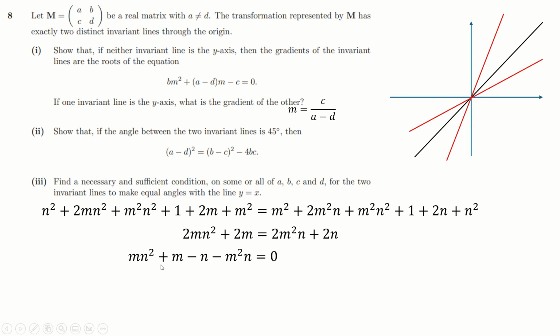However, what you can notice is that this is kind of symmetrical, or sort of, around m and n. More specifically, if you substituted n in for m, you would get n cubed plus n minus n cubed equals 0. So therefore, if m equals n, then you get 0. It's a solution to the equation. So therefore, m minus n is a factor of this thing here.